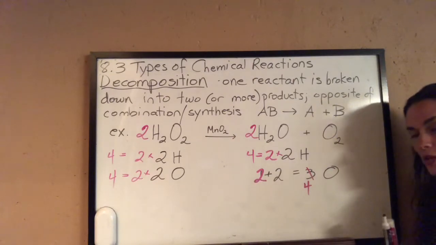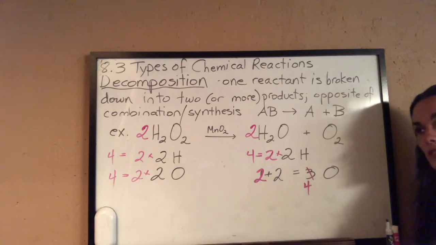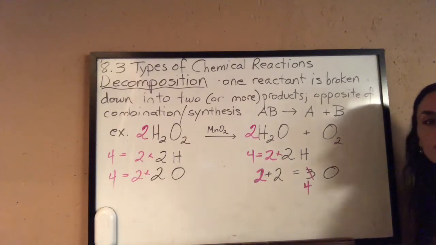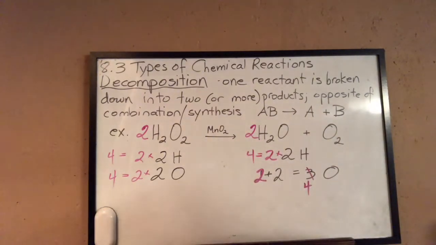Always start at the lowest coefficient. If 2 didn't work, go up to 3. Okay, don't just start with the highest number or some random number. Start with 2. If 2 doesn't work, go to 3. Okay? Start with the lower ones. So decomposition is the exact opposite of combination synthesis. Okay, and I had another example I gave you, decomposition of potassium chlorate in a few minutes in the previous video. Okay, that was a decomposition reaction as well.